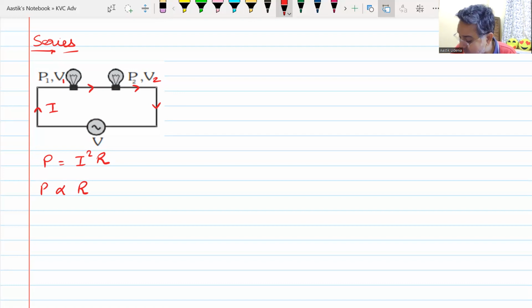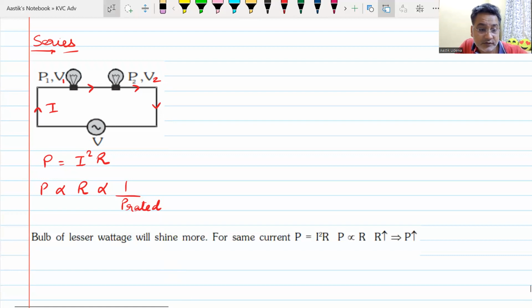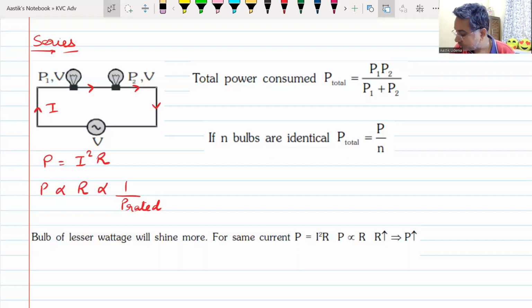Now this resistance of the bulb is inversely proportional to the rated power of the bulb. Yes or no? Yes, sir. It is V square by P. So basically the bulb of lesser wattage will shine more. Do we understand this? Yes, sir. So if I connect the bulbs like this, the bulb of the lesser wattage will shine more. Okay, I'll give you 1 minute to note this down. Power ratings are different, voltage ratings are same, remember.